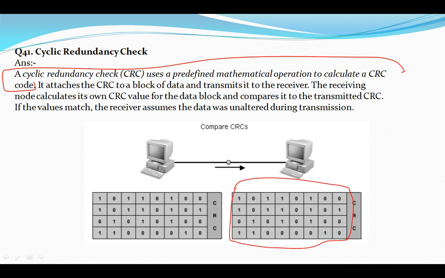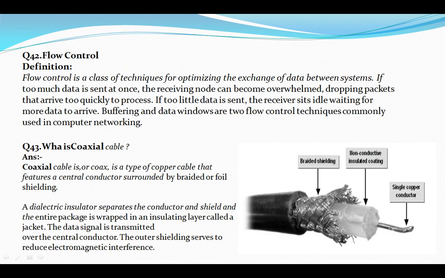So it will compare that CRC, or that block which was added here, and if it is matching, then only will it consider that this data is okay. Else it will resend. I mean, again it will request the sender to send the data. Now we have one more question here. What is flow control? What do you mean by flow control?